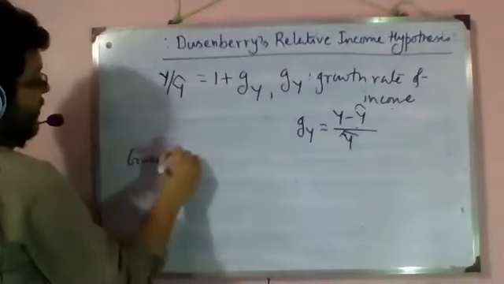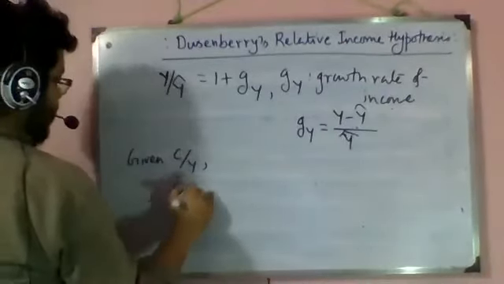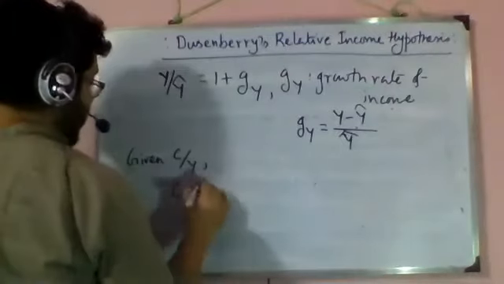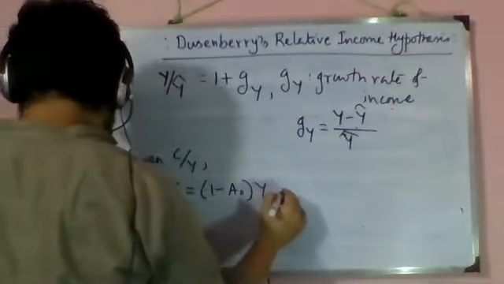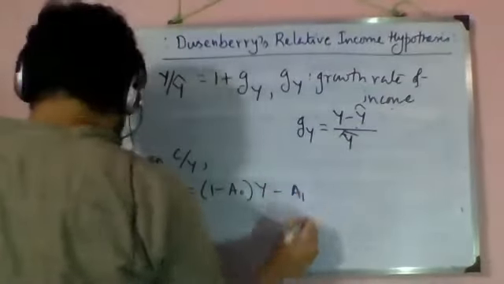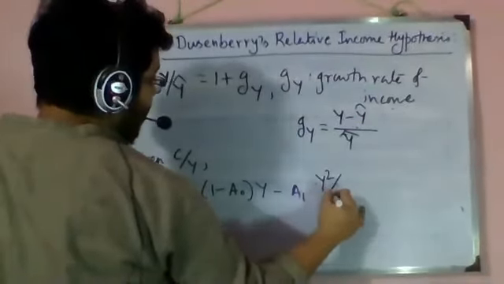Now, given C by Y, we can easily calculate C. We'll just multiply Y on the right hand side. So that gives us the consumption function to be this: A1 into Y square divided by peak income.